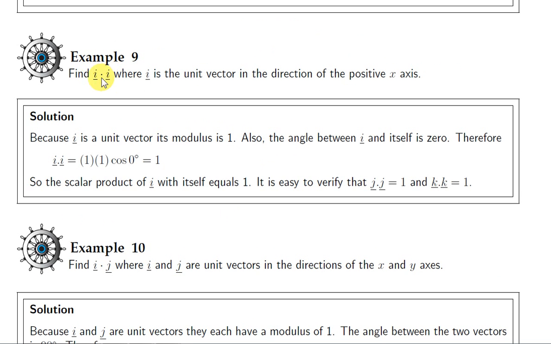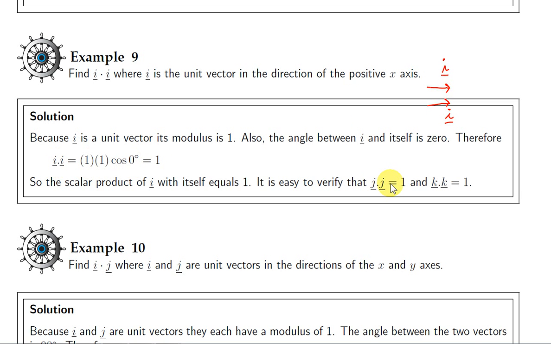Now what about i dot i? Remember, i is a unit vector in the positive x direction. So we want the dot product of i with itself. So here's another i vector. Of course they're identical, so the angle between them is 0. If we join the tails together, the angle theta is 0. So we're getting the cos of 0, which is 1. Now the magnitude of the unit vector i is 1. So we have 1 times 1 times 1, which is 1.